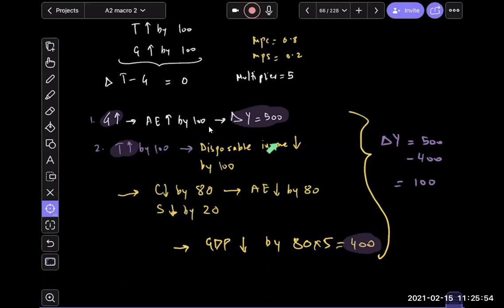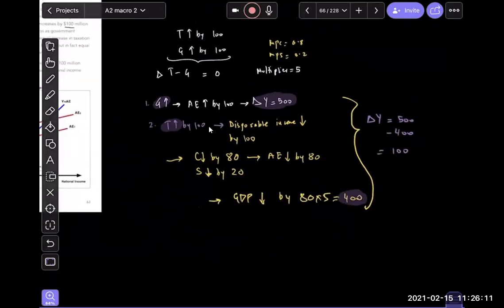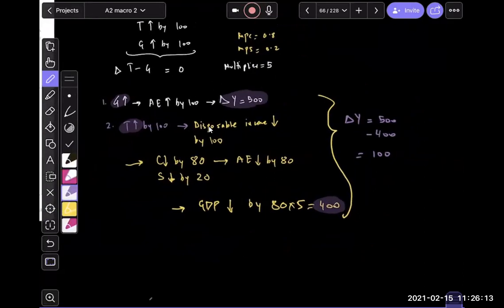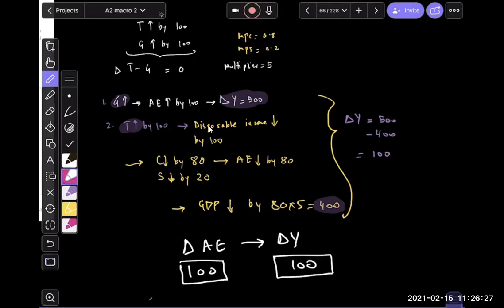So therefore, between government expenditure and taxes, number one, we need to understand that government expenditure is more powerful. But secondly, we need to understand that if the government tries to keep a balanced budget, then what will be the effect of change in AE on change in Y? And we saw this: change in AE was 100 and change in Y was also 100.